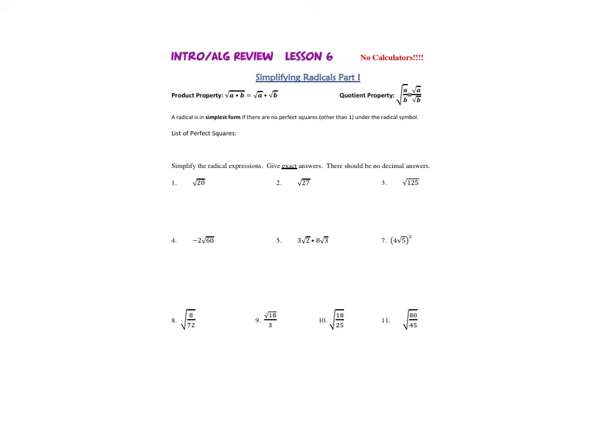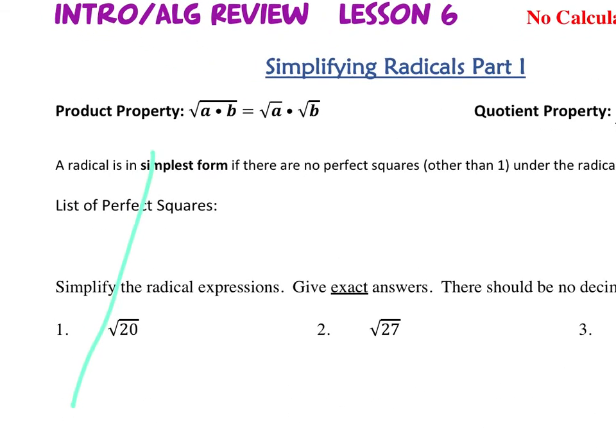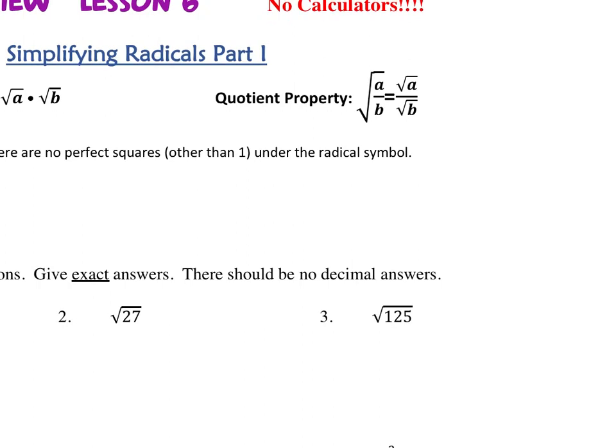So the two properties that we're going to use today are the product property, which says if you have two numbers, two factors underneath a radical sign that you can separate by multiplication, you can give them each their own square root sign. And then the quotient property says if you have a fraction underneath a radical sign, you can give both the numerator and the denominator their own square root sign.